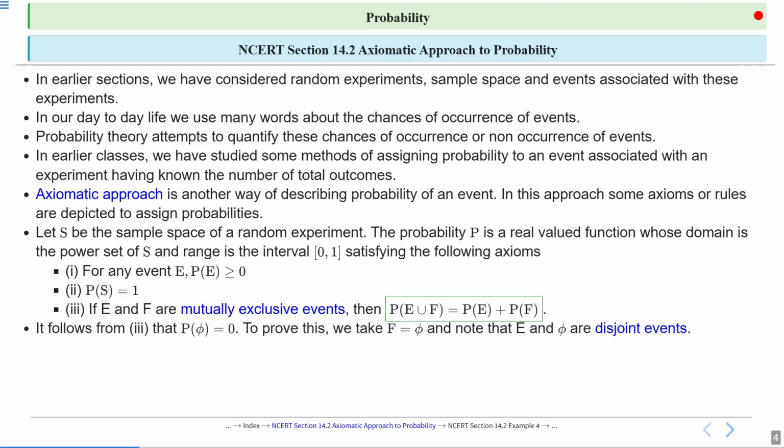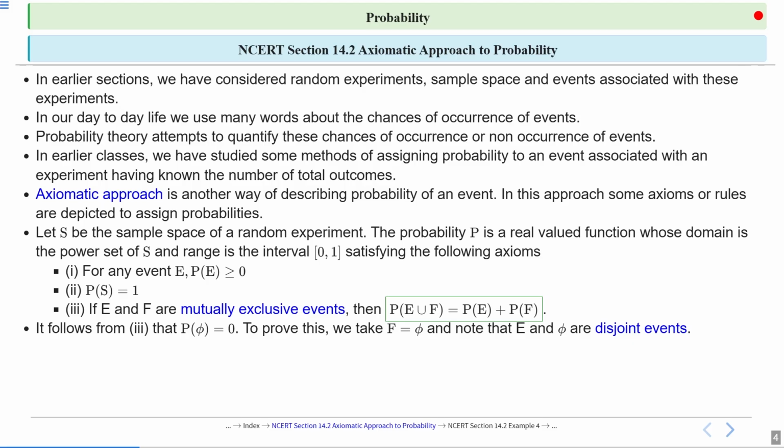So it follows from the third axiom that P of phi equals 0. That means the probability of the empty set is 0. So how can we prove P of phi equals 0? To prove this, we can take the event F equal to phi. And here note that E and phi are disjoint events.